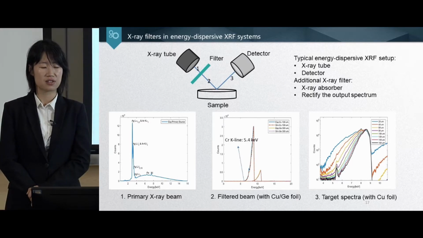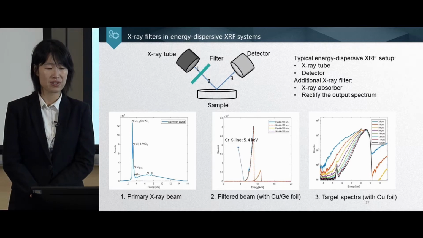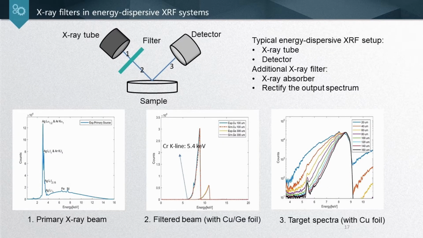In this filtered spectrum, we can see a much lower background noise at 5.4 kilo-electronvolts, which is the chromium K alpha line. And Figure 3 shows the spectrum of chromium liquid samples with a series of copper filters, with a thickness ranging from 20 micrometers to 160 micrometers. The chromium peak at 5.4 kilo-electronvolts is clearly resolved as the filter thickness increases.